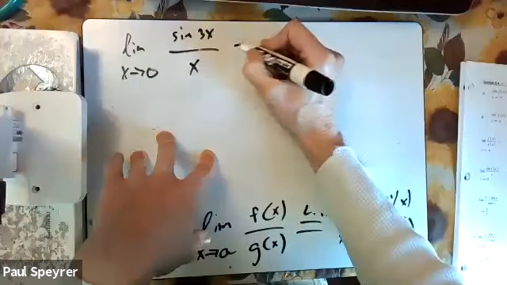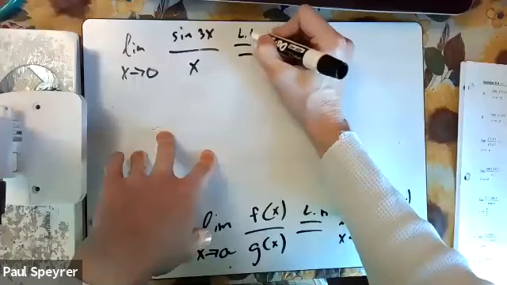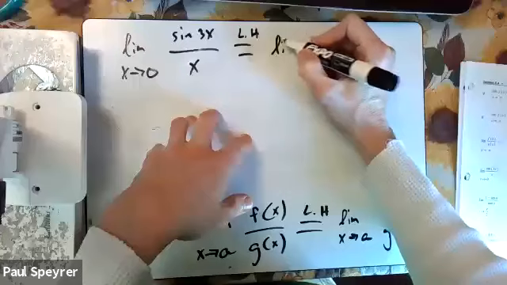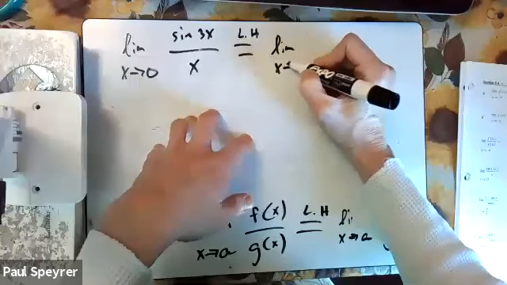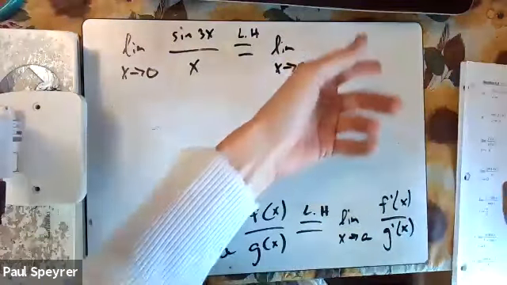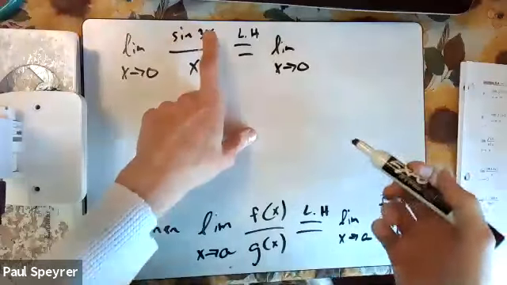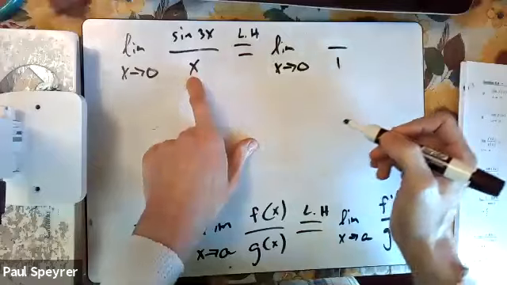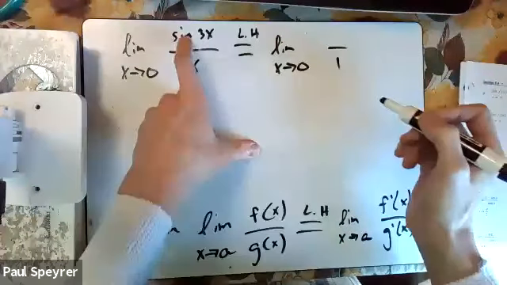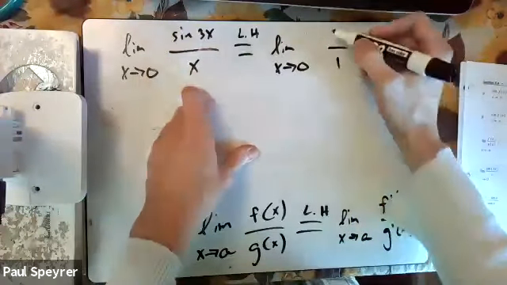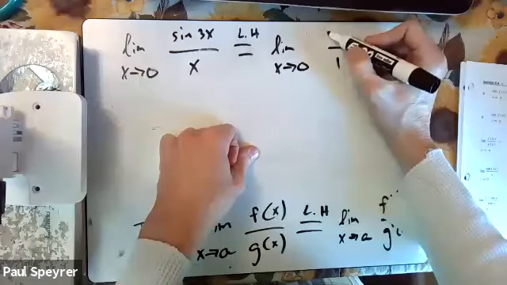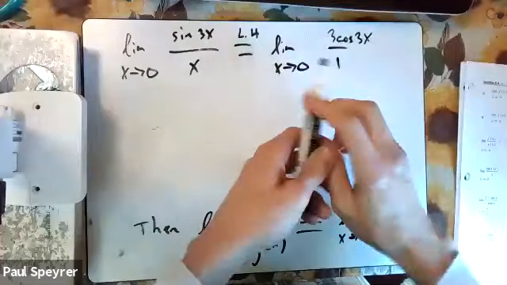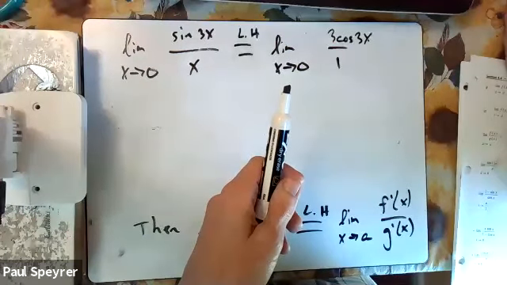So how do we do that? Again, we're going to say LH, that signifies L'Hôpital's rule. So now we have the limit as x approaches 0, and this is where we take the derivative. You're going to take the derivative of the top over the derivative of the bottom. So derivative of the denominator is 1. Derivative of sine of 3x, remember you have to chain rule that. That's 3 cosine of 3x.